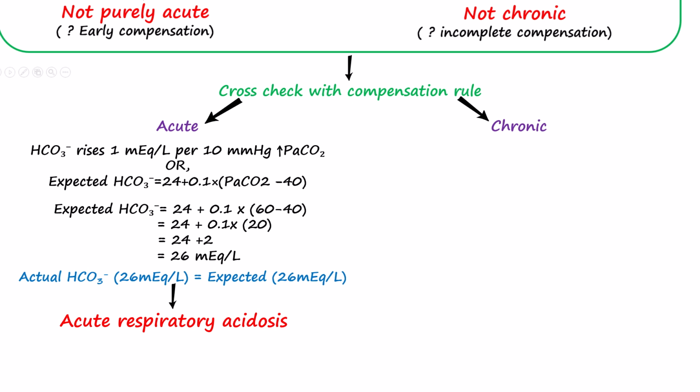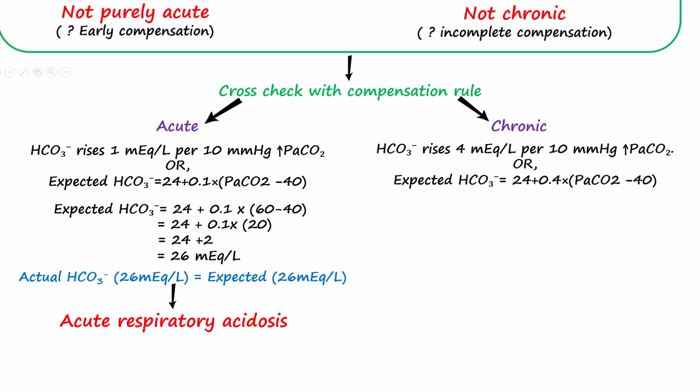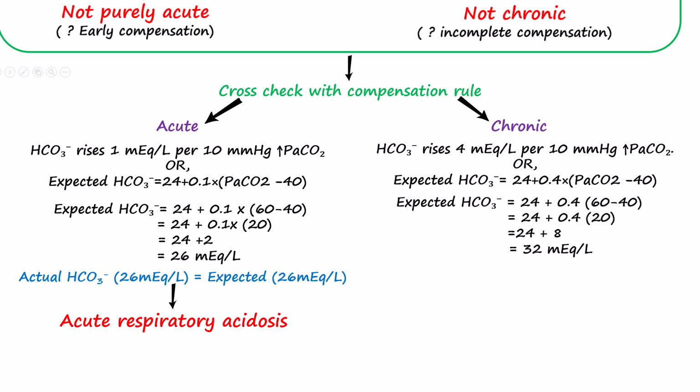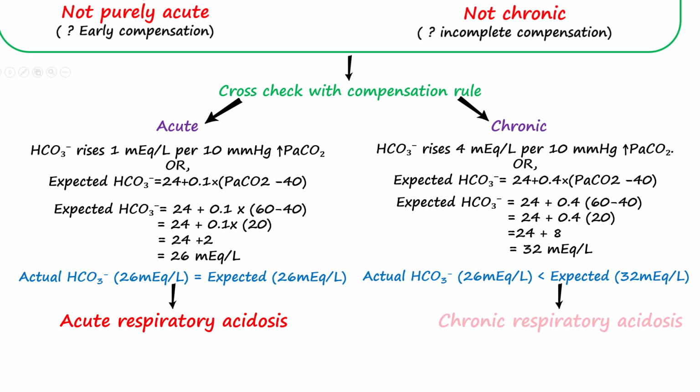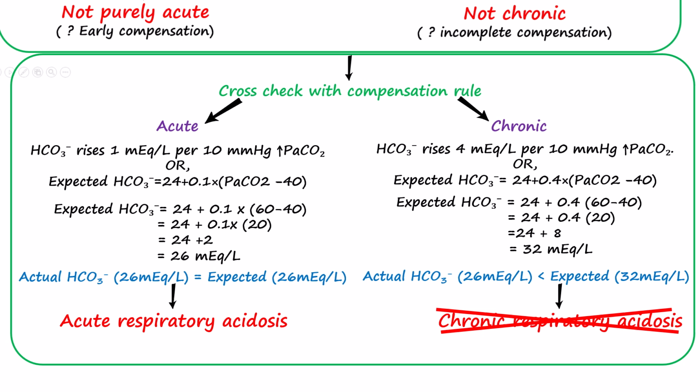At this point, we don't have to proceed further, but for the sake of learning, let's check if it is chronic too. In chronic respiratory acidosis, the bicarb should increase by about 4 mEq per liter per 10 mmHg rise in CO2, meaning we would expect a bicarbonate level around 32 mEq per liter. However, the actual bicarbonate is only 26 mEq per liter, which is much lower than expected for a chronic condition. Now we are sure that this is not a chronic respiratory acidosis.